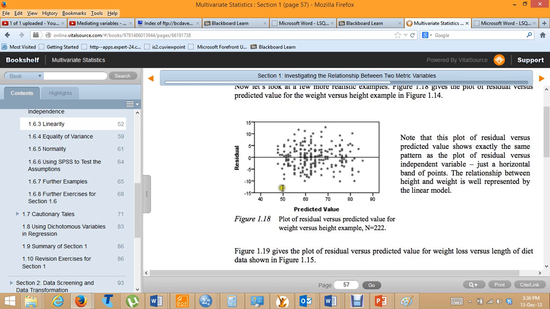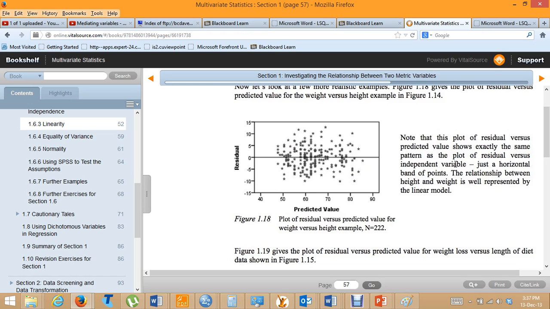If it is linear, you expect to have, for each value of the predicted value, a reasonably equal distribution of residuals. So the residuals cluster around the middle here, and then they spread out a little bit, and it's equal. There's no pattern to the relationship. So what it's showing us is that there's equal scatter of the residuals for each of the predicted values.